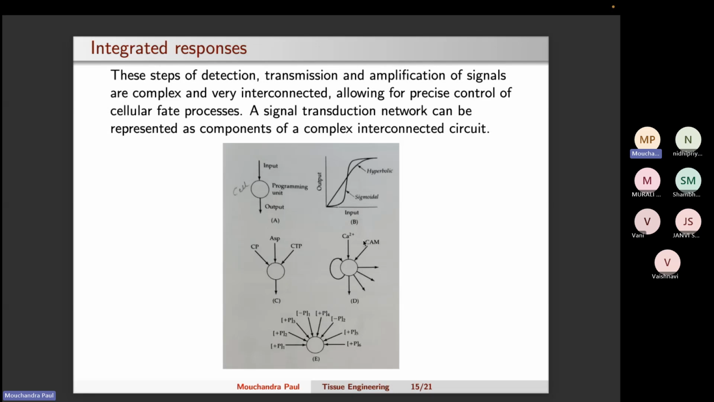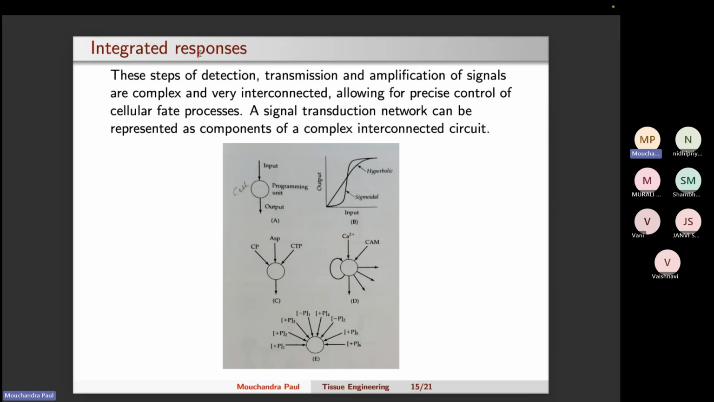This example was given to you to help you understand how a soluble signal gets processed inside the cell. Now you must understand this signaling process is a very complex process, and often multiple signaling pathways are interconnected with one another. All right, but how do they interact? How do these multiple types of signaling pathways interact with each other?